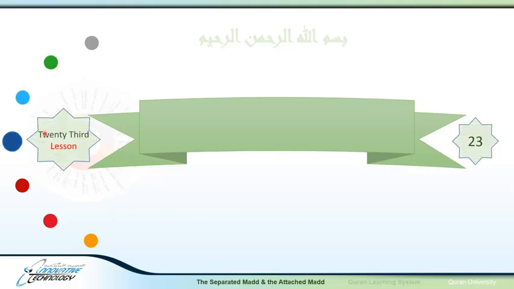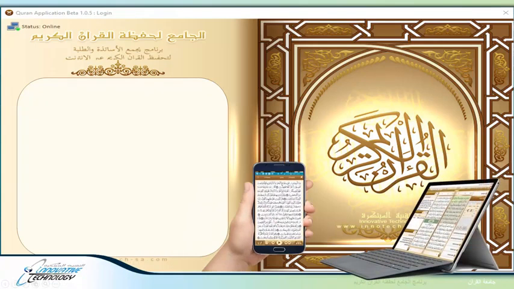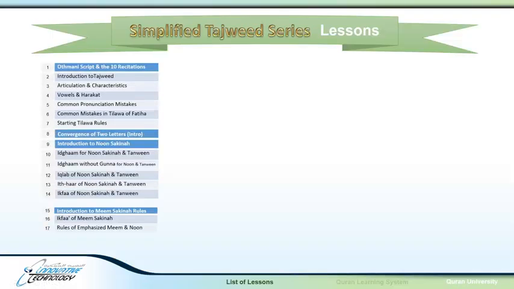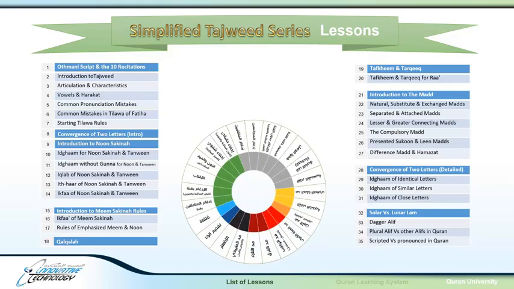Bismillahir Rahmanir Rahim. Welcome to our 23rd lesson of our simplified Tajweed series, which is a series of Tajweed lessons introduced by Quran University's uniquely designed Quran learning management system, with the purpose of introducing Tajweed in a modern and easy approach. Through this series of lessons, you will be introduced to Tajweed rules using a unique, modern and innovative approach to teach Tajweed that utilizes the color codes of Mushaf al-Tajweed as a common denominator that links those lessons to Tajweed rules. With such an approach, we aim to make the understanding of Tajweed rules much easier and to practically help you to apply those rules while reading the Quran.